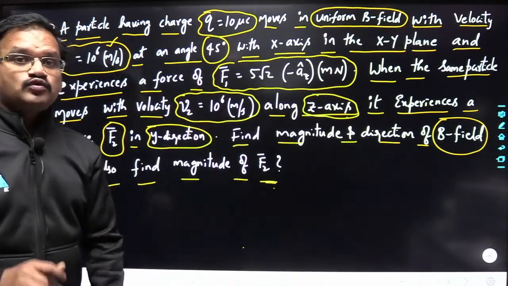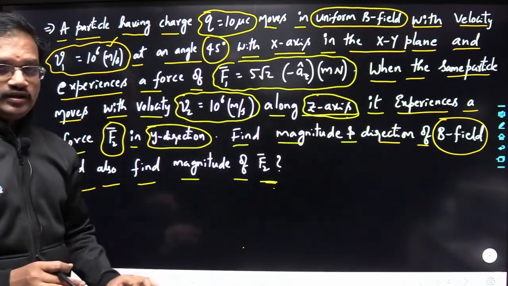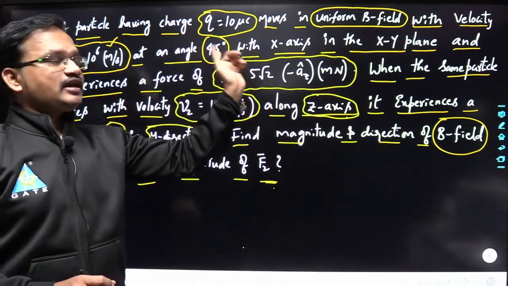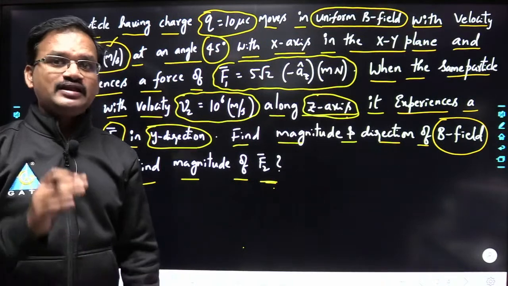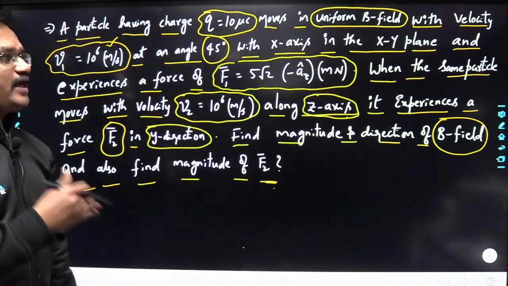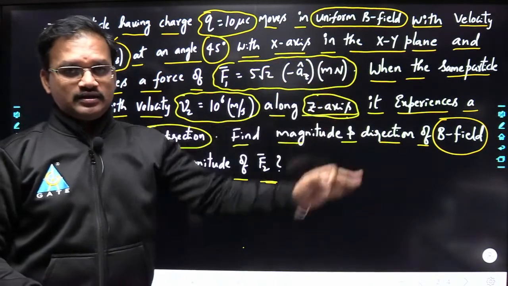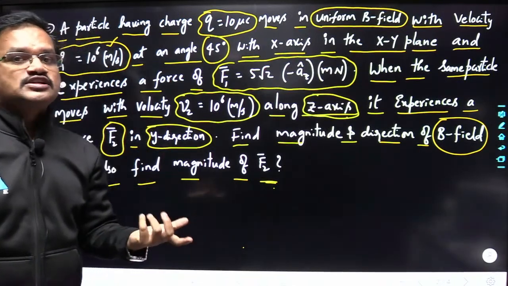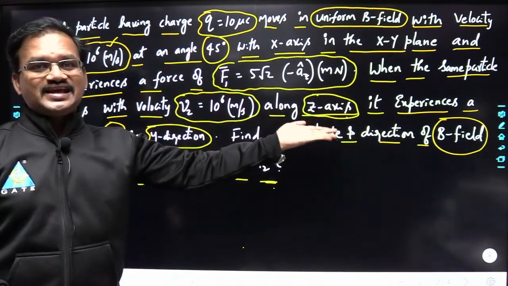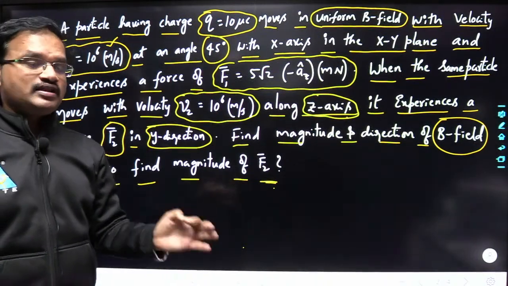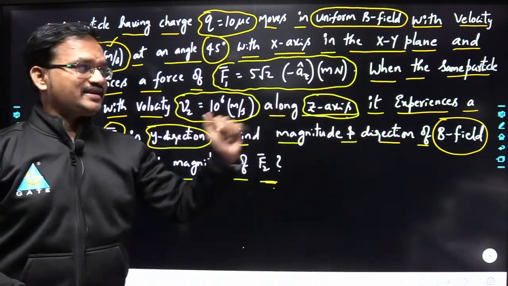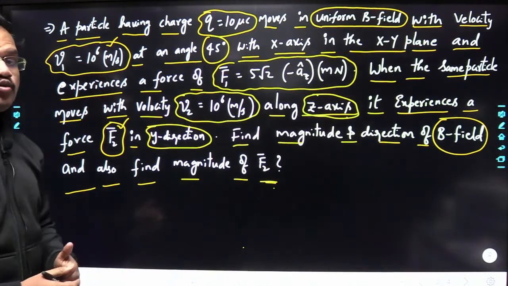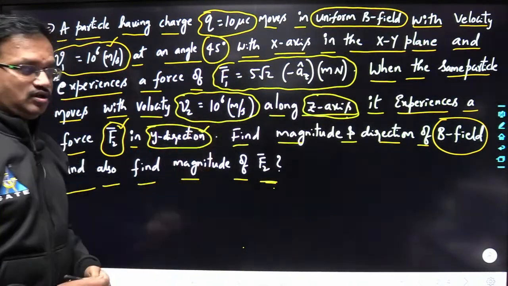F1 is equal to 5 root 2 minus AZ cap millinewton. That means it is going to experience a force in negative Z direction whenever it is moving at an angle 45 degrees with respect to x-axis in XY plane. Understood? Okay, so next what they have given, when the same particle moves with velocity v2 equal to 10 to the power of 6 meters per second, in which direction? In Z direction. Now in this case it is experiencing a force of F2 bar in which direction? In Y direction.